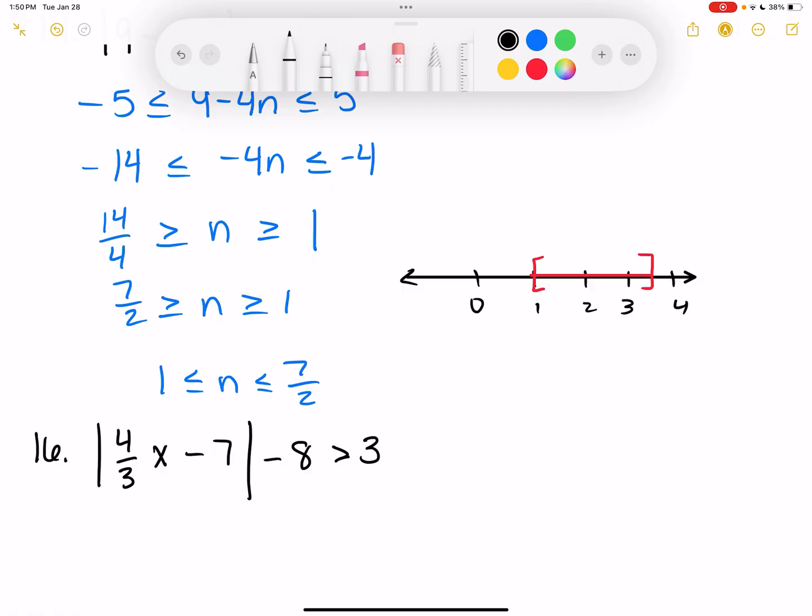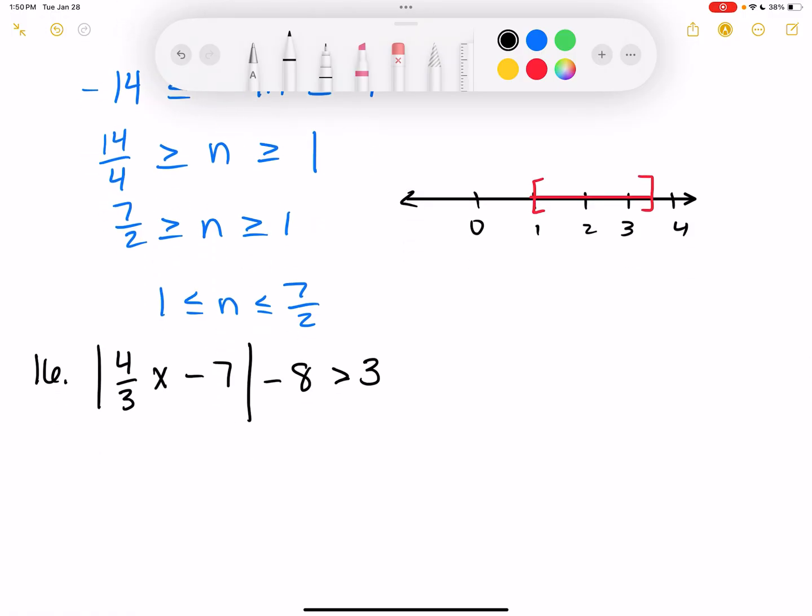So what do I do first? Add 8, and so that's going to give me the absolute value of 4 over 3x minus 7 is greater than 11. Now, what situation is this one? Or, because it's greater than, so it's an or problem.